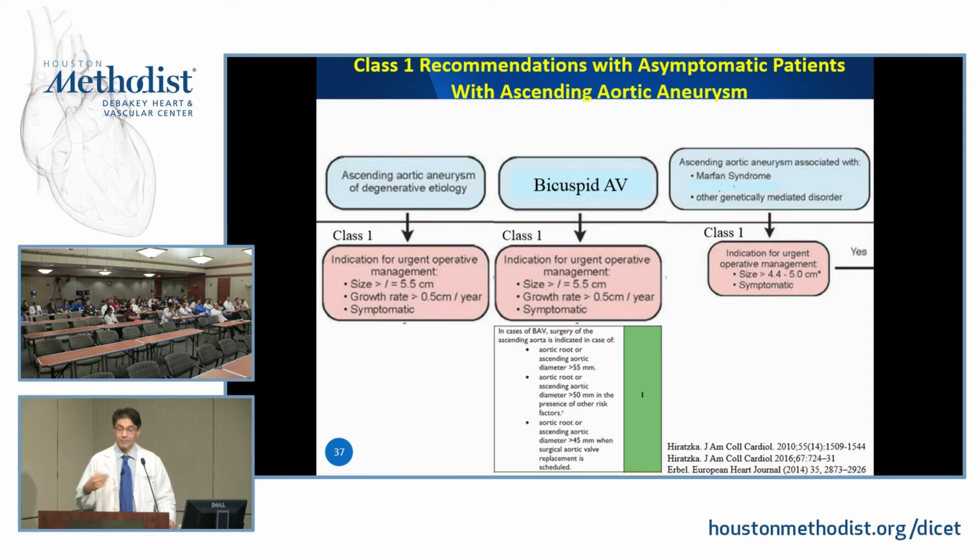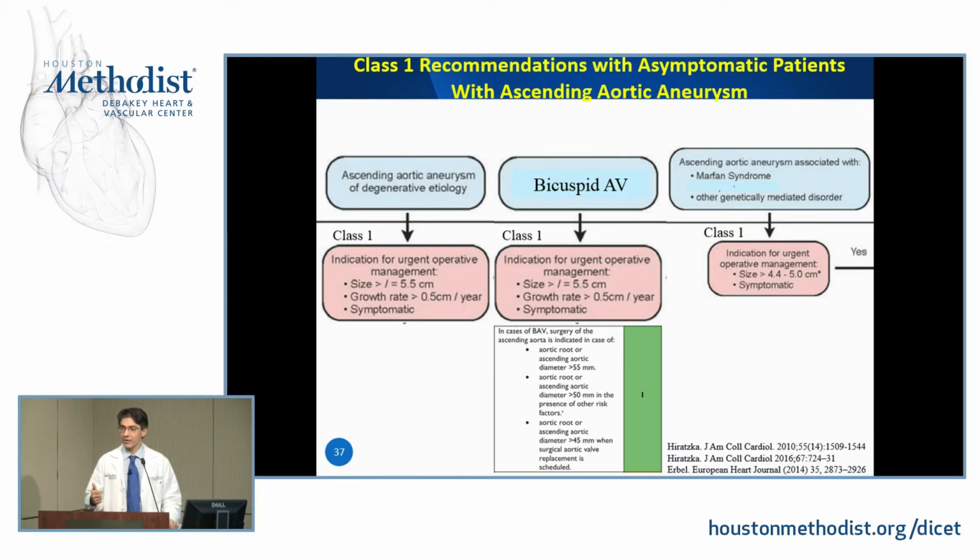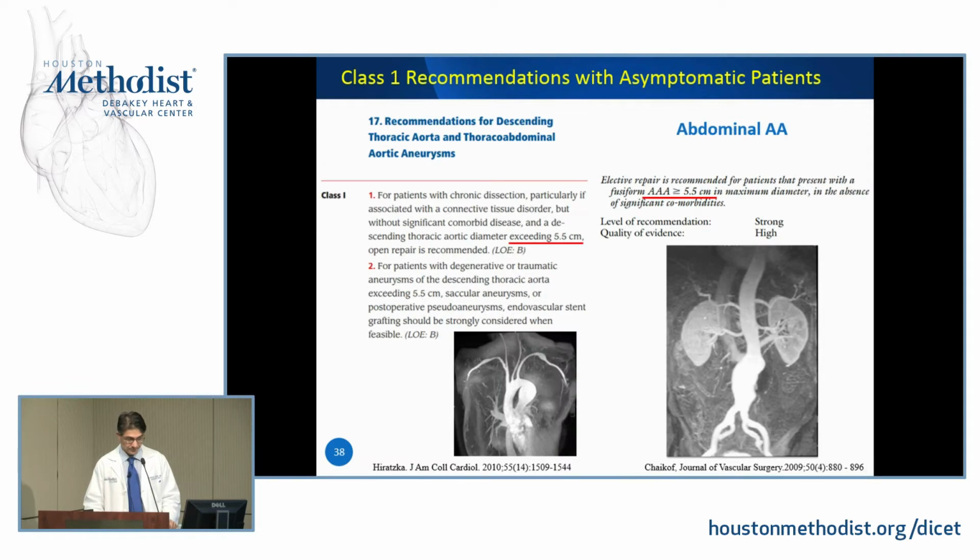So what about those who have genetic or familial etiologies? Cutoff criteria is much lower. It's around 4.5 to 5. So that's the important thing to remember about Marfan's and Ehlers-Danlos and Loeys-Dietz, etc.